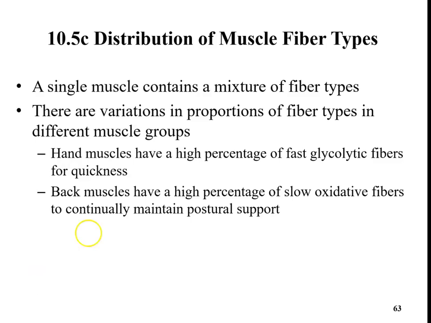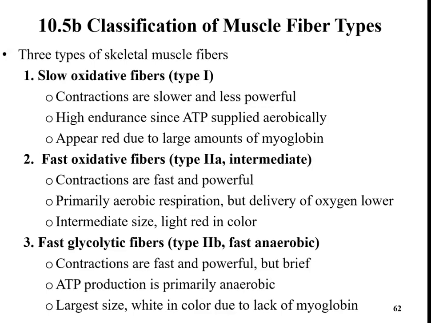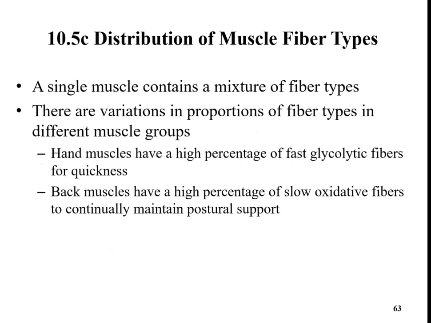Okay, so a single muscle is going to contain a mixture of all of these fiber types: slow oxidative, fast oxidative, and fast glycolytic. But muscles are going to vary in their proportions of these fiber types in different muscle groups. So, for example, hand muscles are going to have a higher percentage of fast glycolytic fibers because your hands need to do quick, brief movements, whereas your back muscles are going to have a higher percentage of slow oxidative fibers because you need to continually maintain postural support.